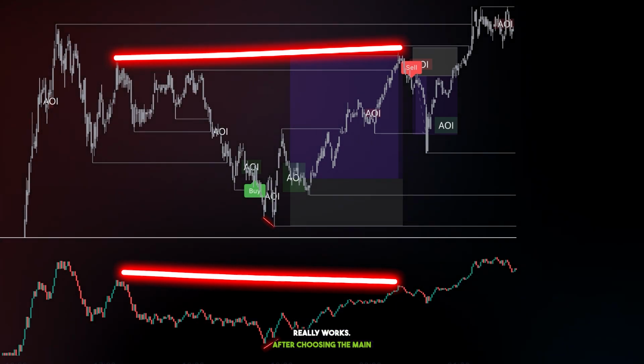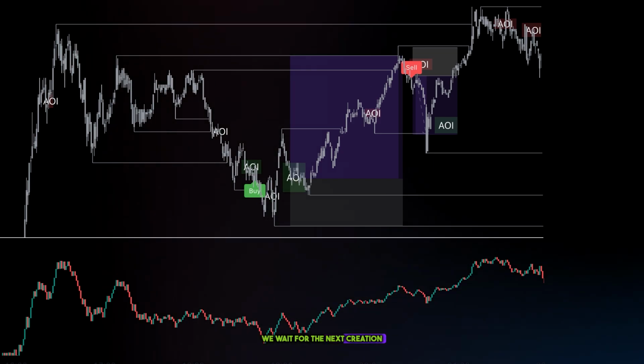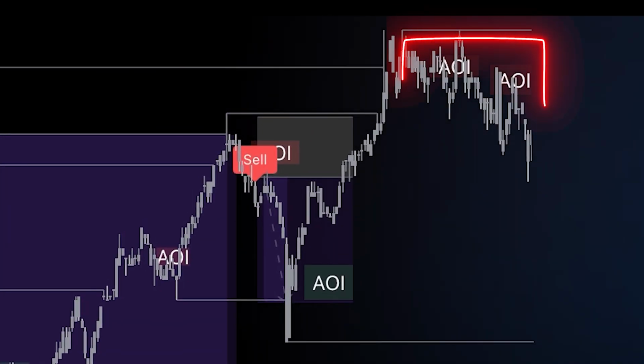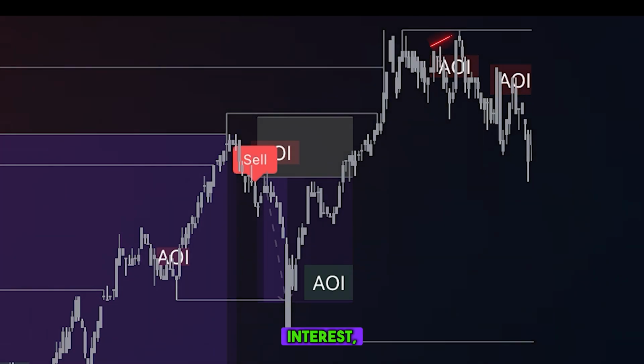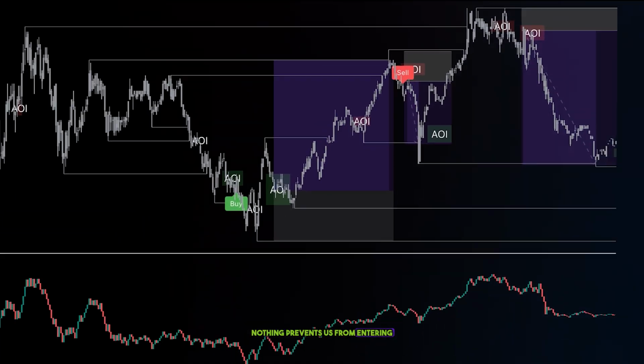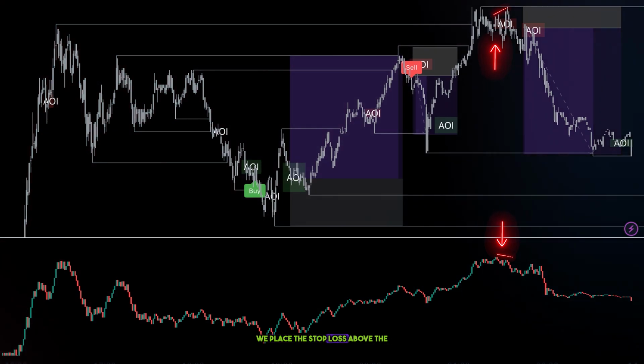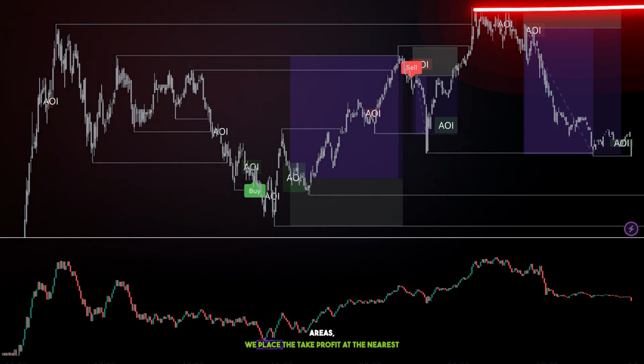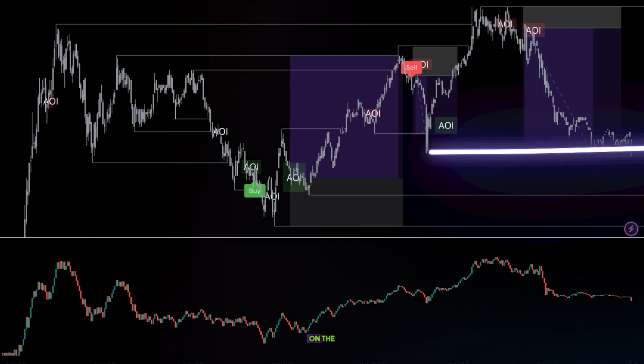After choosing the main liquidity, we wait for the next creation of the zone of interest. If we see a delta divergence in the zone of interest, nothing prevents us from entering the market. We place the stop loss above the liquidity areas. We place the take profit at the nearest liquidity on the market.